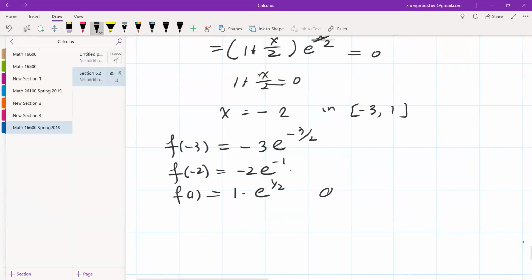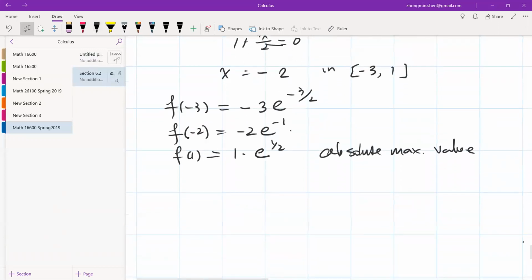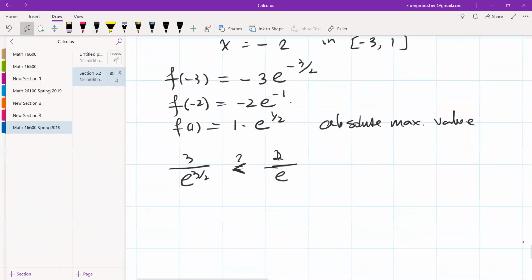But we cannot figure out the first two, which one is larger. Okay. So you have to find a way to compare. Let's take a look at 3 over e to the 3 over 2, and this one is going to be 2 over e. Which one is larger? Compare, right? It's not clear.